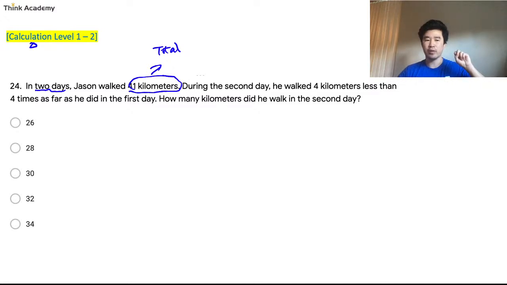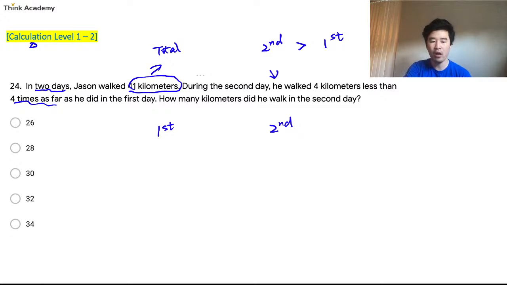So here, let me ask you a question. We are going to travel 2 days, first day and second day. So by analyzing this sentence, can someone tell me which day we travel more? The first day or the second day? Let's see. The amount we travel in the second day is going to be more than the amount we travel in the first day. So now we know the distance we travel in the first day is going to be smaller.